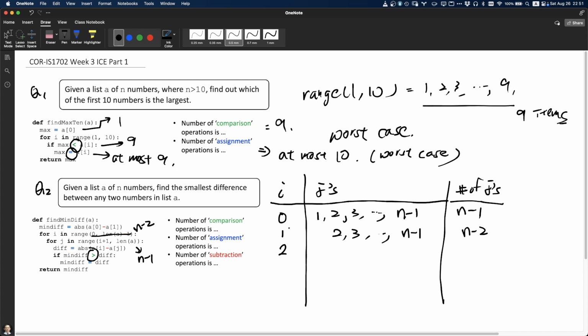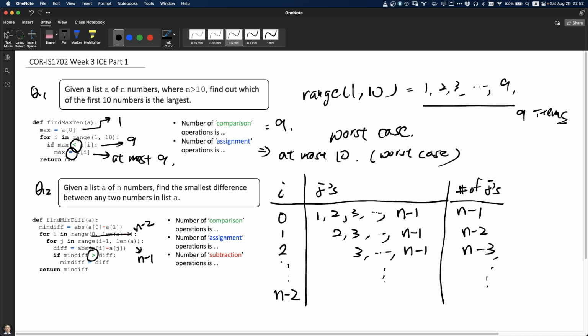So now i equals 2 means that j starts from 3. So you go all the way until n minus 1. It gives you n minus 3 j elements. So you can continue to do so. So for completeness, we will look at the last i value, which is n minus 2 in this case.